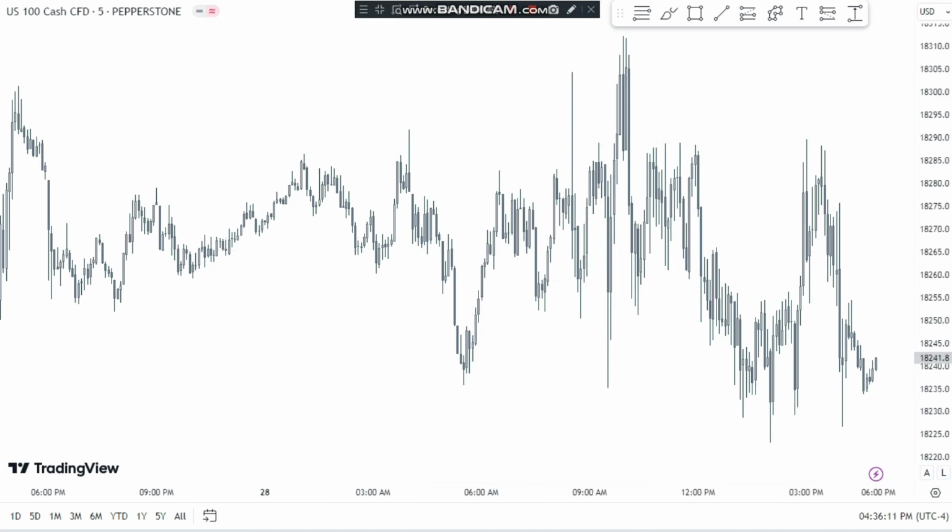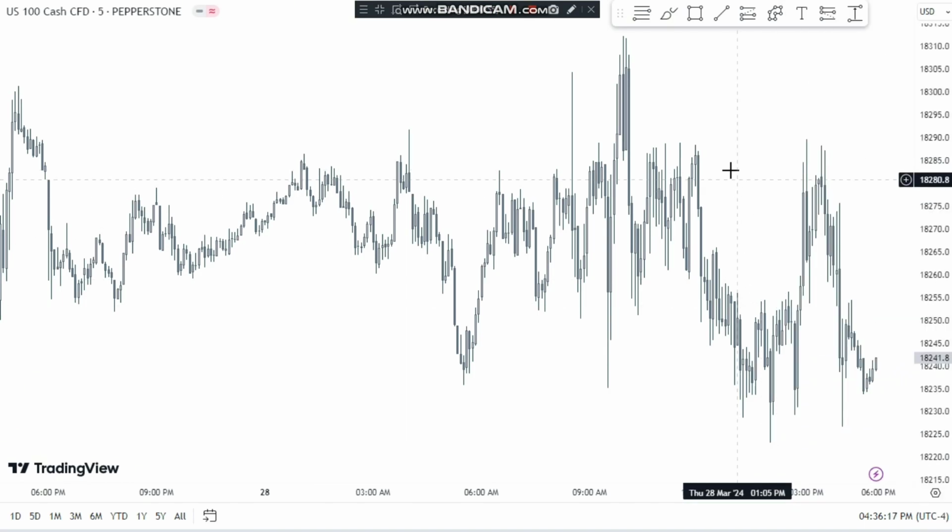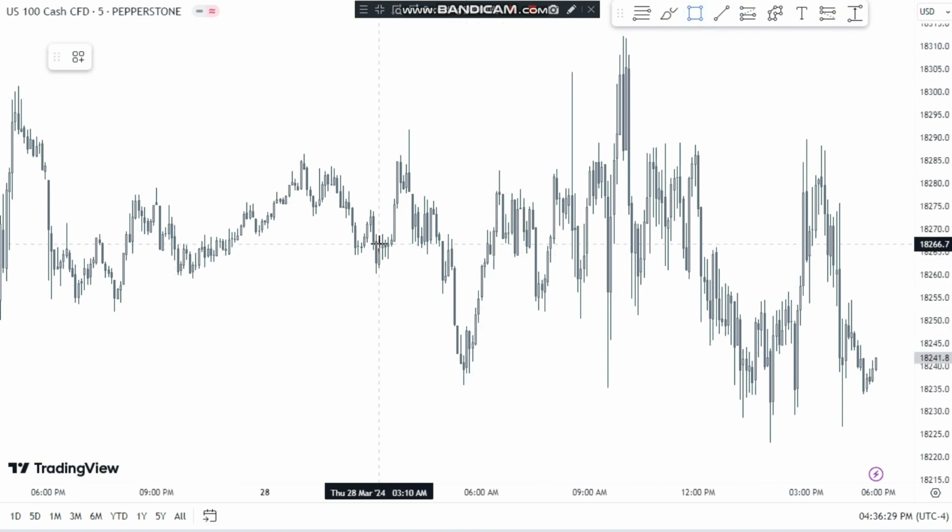The first thing that you need to do is change the time zone to UTC New York. This is the first thing that you have to do. Now, to enter into your trade after 5 a.m., you have to study the Asian kill zone and the London kill zone. If you have just opened your chart, you have to study the Asian kill zone and the London kill zone price action.